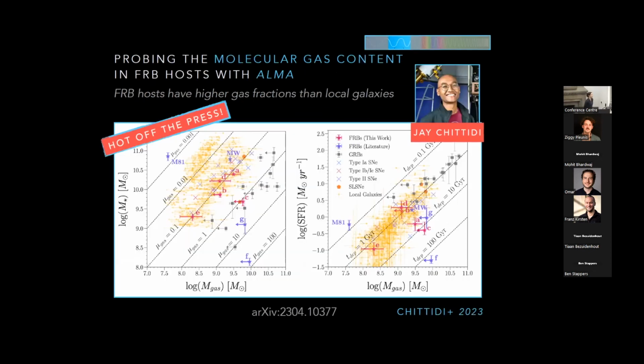Okay, so moving into the millimeter regime, there's been some recent work by Jay Chidity using ALMA to probe the molecular gas content in FRB hosts. What we're finding from this initial sample of millimeter observations is that FRB hosts seem to have somewhat higher gas fractions when compared to local galaxies. This is giving us some insight into the star formation mechanism in these galaxies. For instance, you expect younger or more massive stars to exist where there's a lot more molecular gas. And so this at face value is really pointing to massive star progenitors.